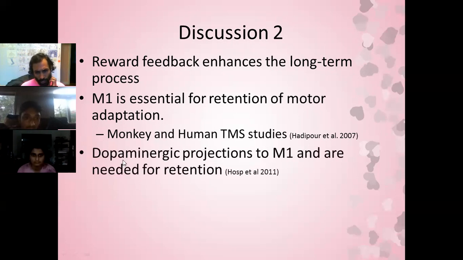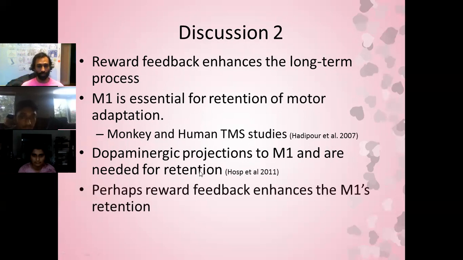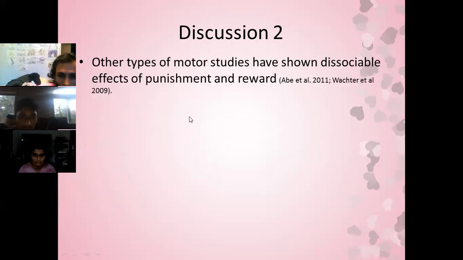And there are dopaminergic projections from M1 that are needed for retention. And dopamine is used often in reward feedback. So you might think: error-based learning, cerebellum, punishment in the first stage, and then a longer stage of retention learning, reward, dopamine, and so that's why reward is working. I don't know if this was in the paper's discussion or I came up with this. This was years ago, so take this with a grain of salt.